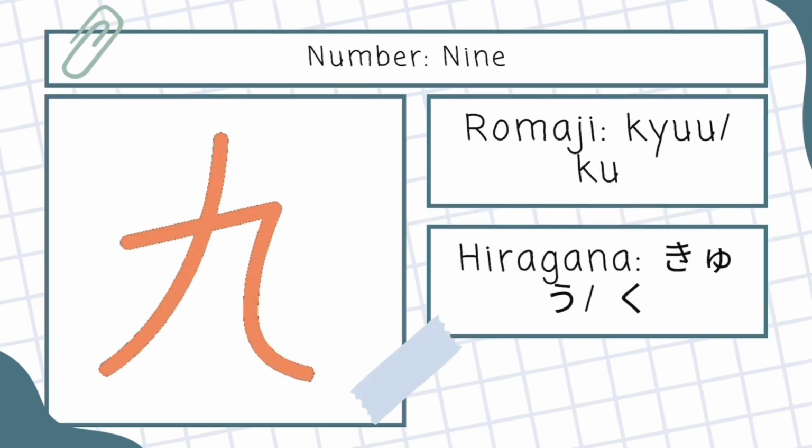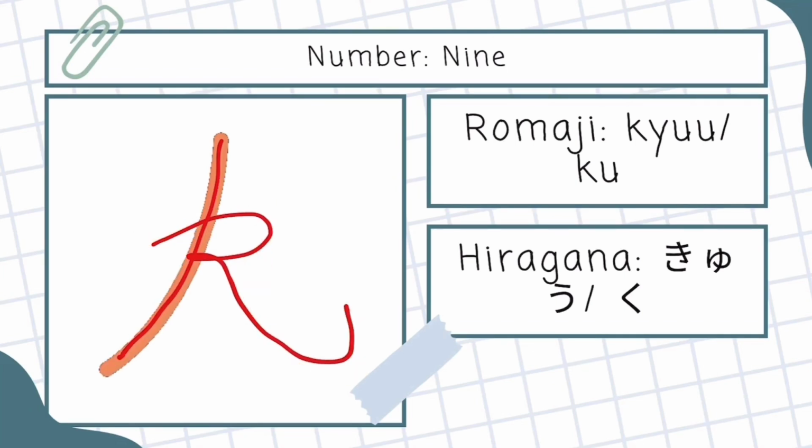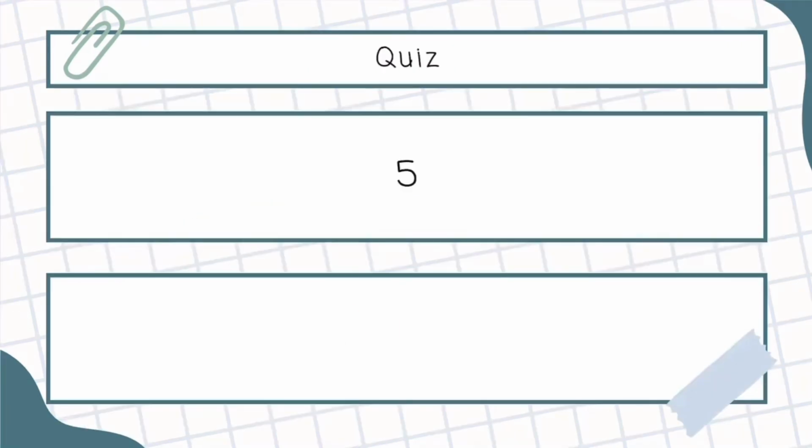9, kyuu. I don't have a tip for this one either. I guess the closest thing I could get to a tip is that it kind of looks like a K for the Q sound. Might help you remember 9.